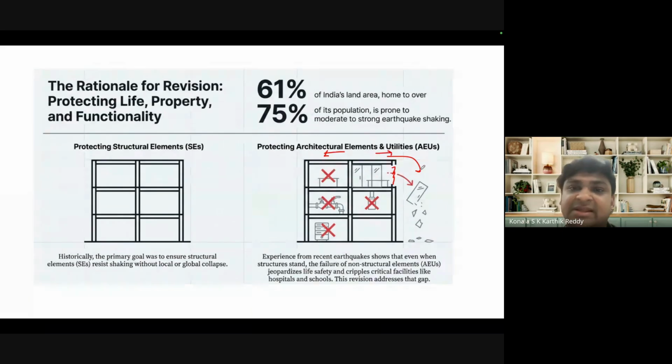Why non-structural elements, or these architectural and utility elements? The first thing is that 61% of the Indian population is under earthquake risk, and the second thing is the population density. In this 61% only, many people are living. People won't be living in some Rajasthan deserts. The population density is quite low in places which are not comfortable for us to live.